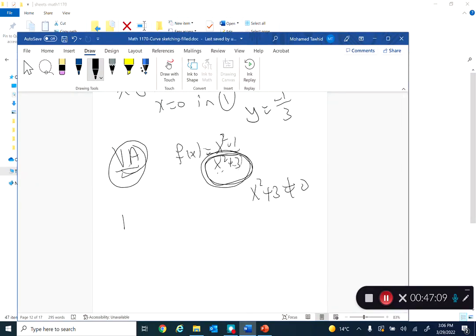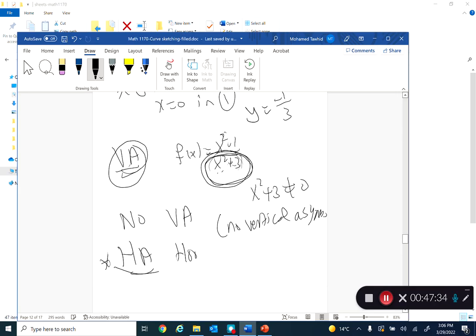Because of that, there is no VA, no vertical asymptote. Okay, guys? When you have a fraction, you take the denominator, equate that to 0, and that is the value where you have what is called the vertical asymptote. All right, so I don't have a vertical one. So now, do we have HA? HA means horizontal asymptote. Let me show you here.